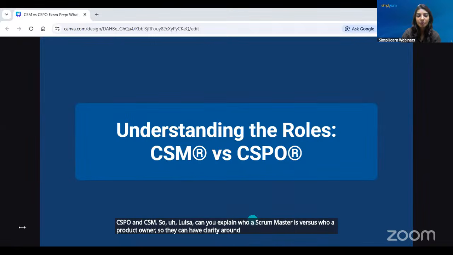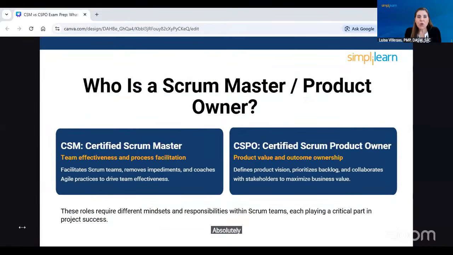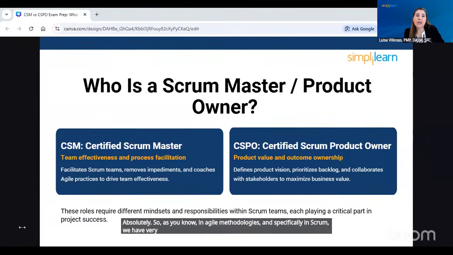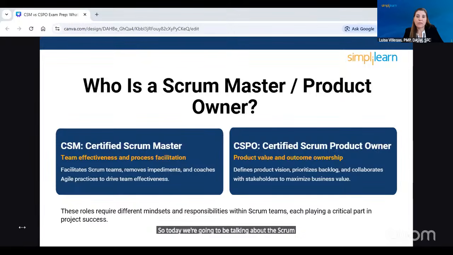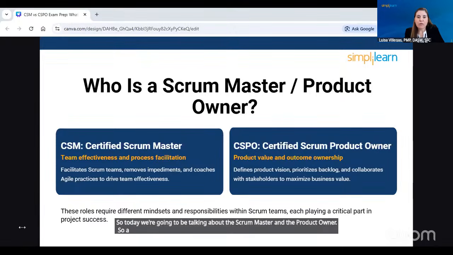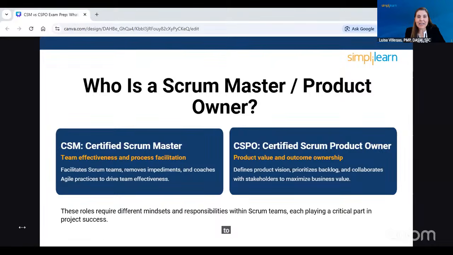Absolutely. So, as you know, in Agile methodologies and specifically in Scrum, we have very defined roles. And so, the three critical roles are the Scrum Master, the product owner, and the team. Today we're going to be talking about the Scrum Master and the product owner. So, a certified Scrum Master is the person that knows the Scrum framework really, really well, that understands the ceremonies, the roles, and that is going to be working to facilitate implementing the Scrum process for the Scrum team.